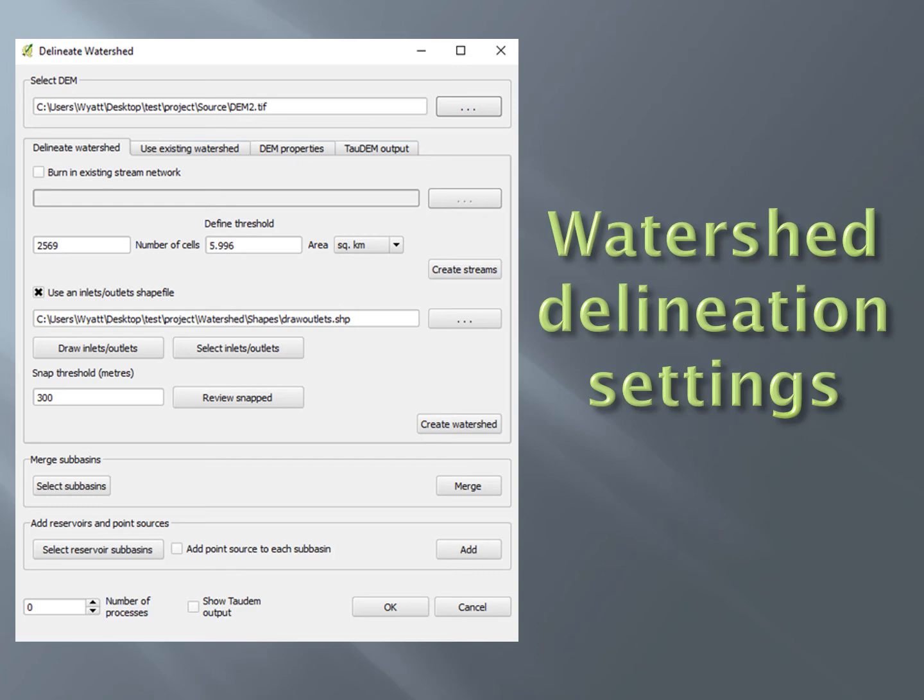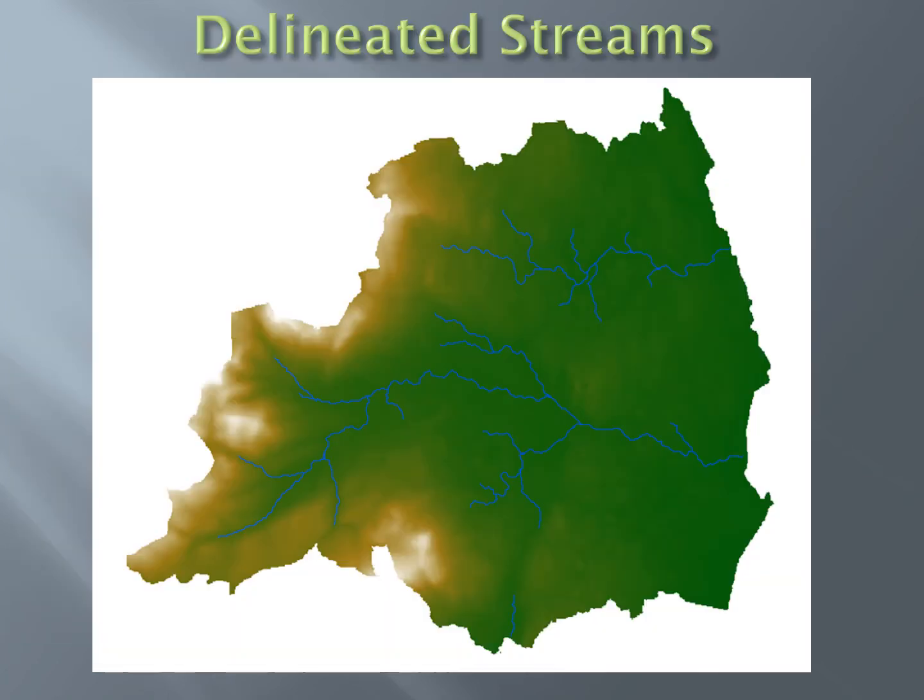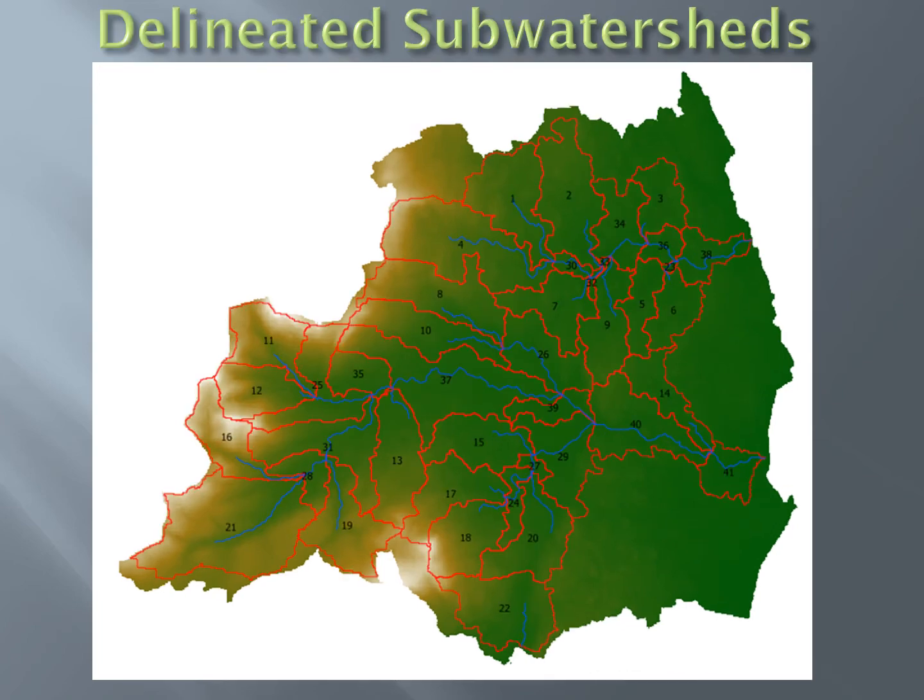and also got a more intense stream network. So you can see the delineated streams. It is not too intense, but it is more intense than whatever was available to us earlier. And this one is the 41 watersheds.